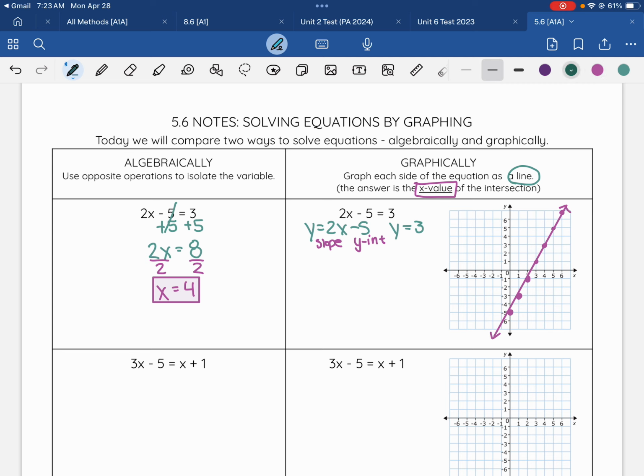Then, if I'm going to graph the equation y equals 3, I'm going to go to where y is 3 and draw a line straight side to side, like that. And that means that where they cross is right here, which has an x value of, look at that, 4.